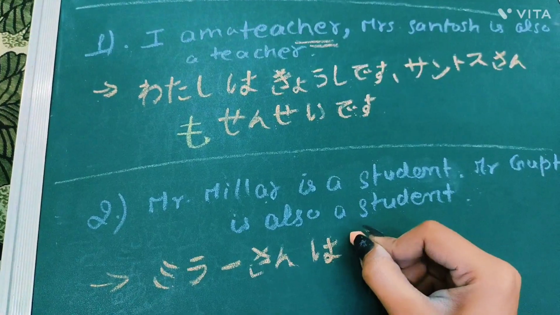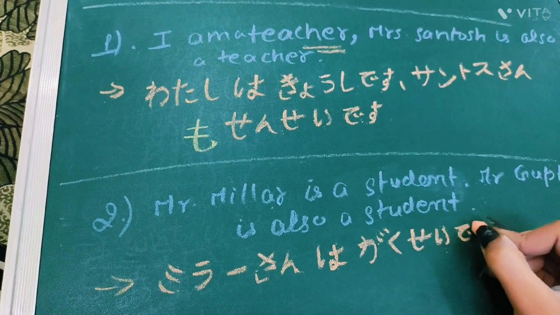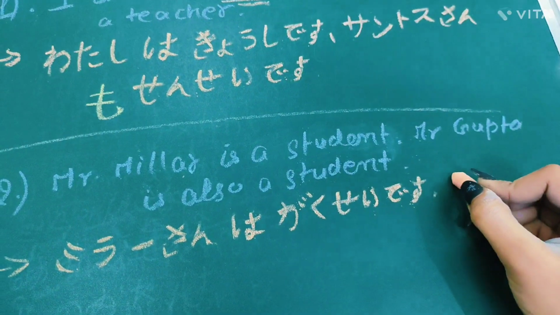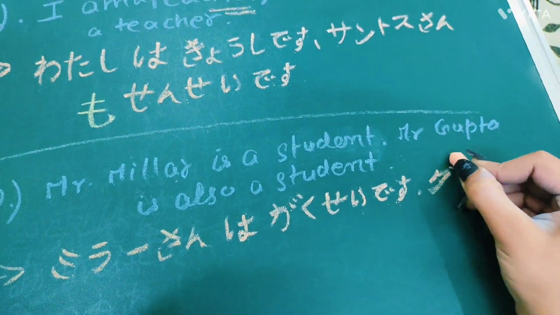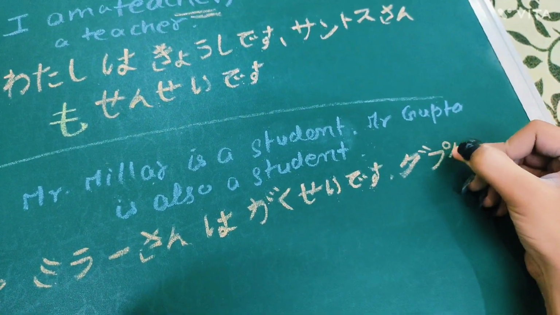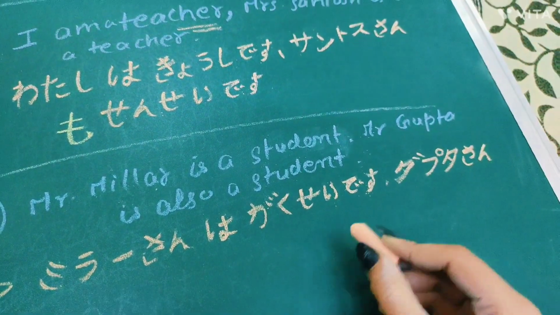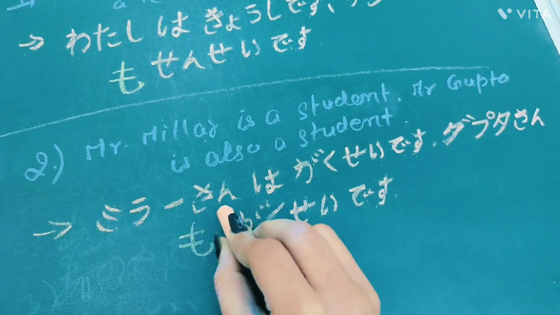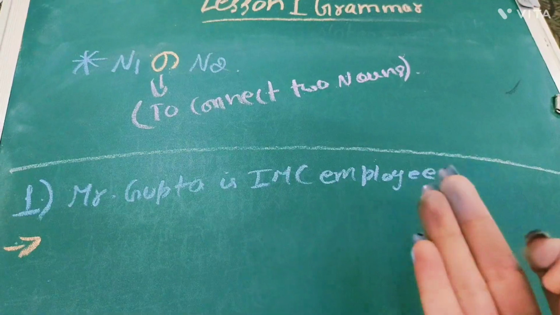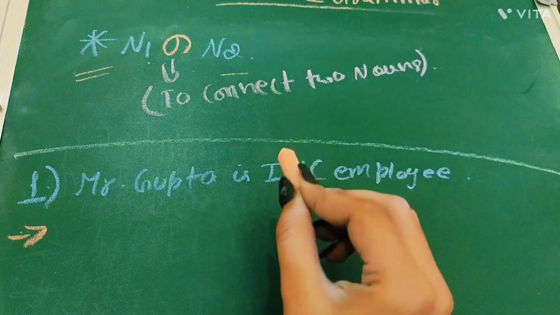ミラーさんは学生です。Guptaさんも学生です。Our next grammar note is noun 1 no noun 2.